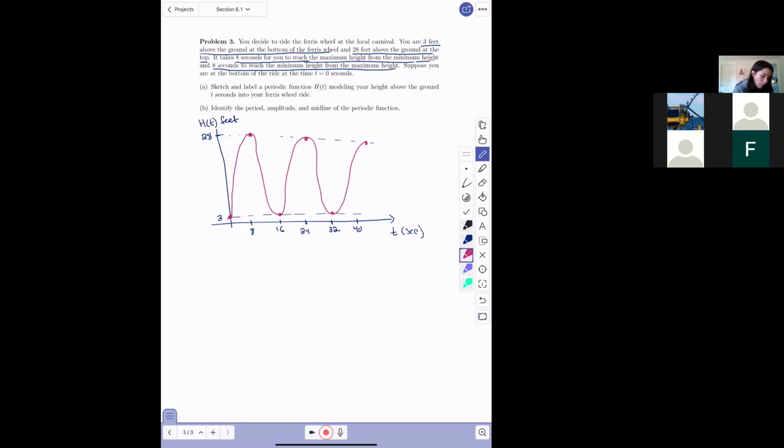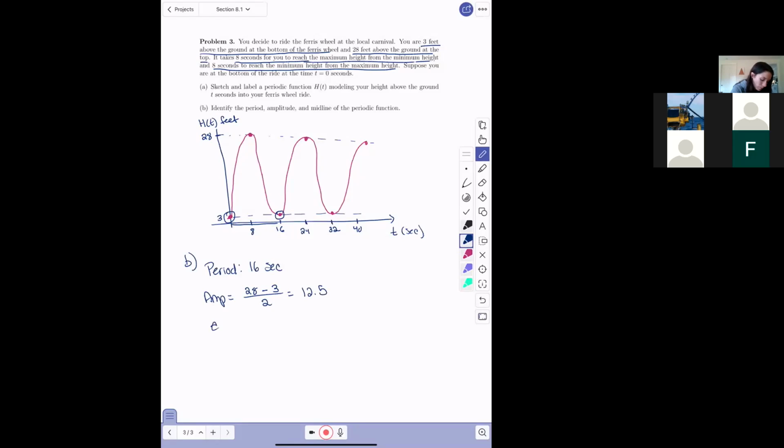All right. Part B. Identify the period, amplitude, and midline of the periodic function. So our period, we could do from the lowest peak to the lowest peak, is 16 seconds. Our amplitude is the max, which is 28, minus the min, which is 3, divided by 2, which is 12.5.